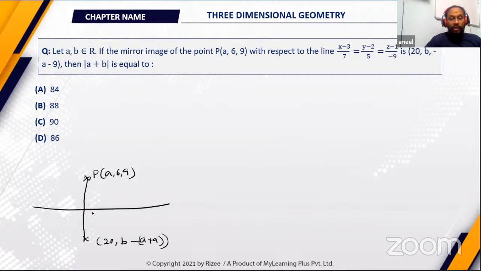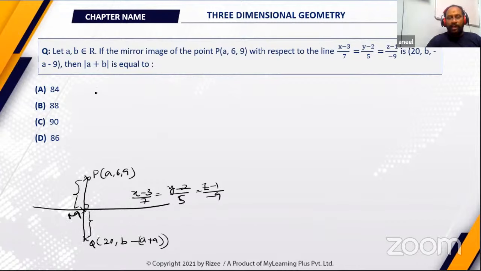I have shown you in the earlier slide the image of the point with respect to a plane, but this is not with respect to a plane. This is with respect to the line (x minus 3)/7, (y minus 2)/5, and (z minus 1)/minus 9. So that formula will not be applicable for this. Then what observations from the diagram do we make? Because it is an image, the object distance is equal to the image distance.